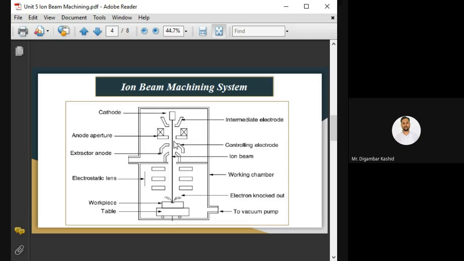Now during the passage of these electrons from the cathode toward the anode, they interact with the argon atoms in this plasma source, you can see in this plasma source.